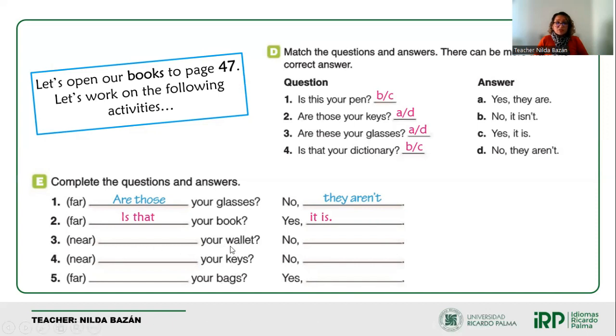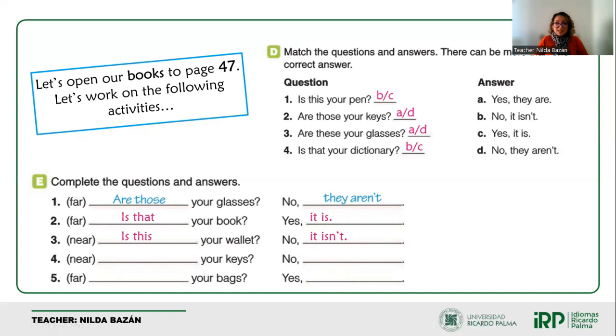And also we have your wallet, one object. So when something is near and I have only one object, we use this. So the question will be, is this your wallet? And your answer, no. No, it isn't. Great job. Excellent.